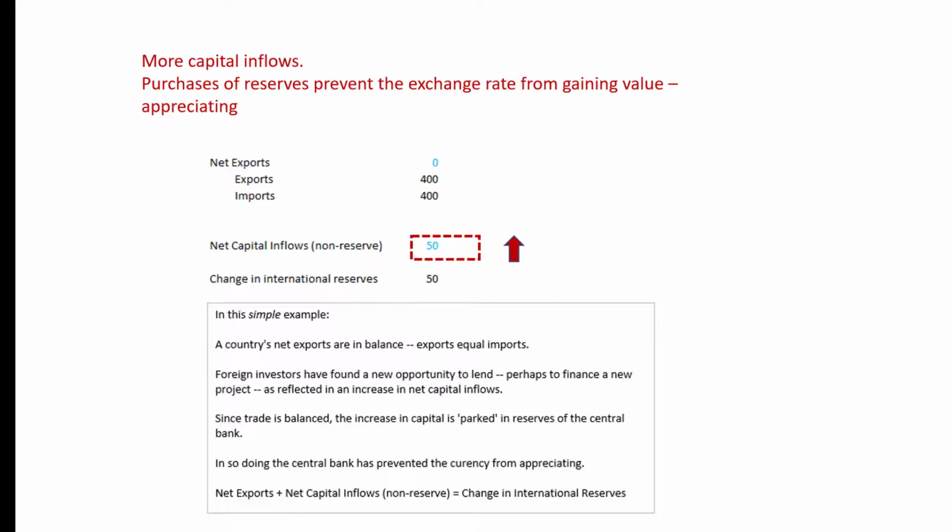They say, wow, this is a great opportunity. We're going to make some money. Okay, so they come in with their dollars and they want to change their dollars for domestic currency. That places up pressures for the currency to gain value. But once again, the central bank wants to prevent that. So what does it do? It buys up their dollars and sells domestic currency at that going initial fixed exchange rate.